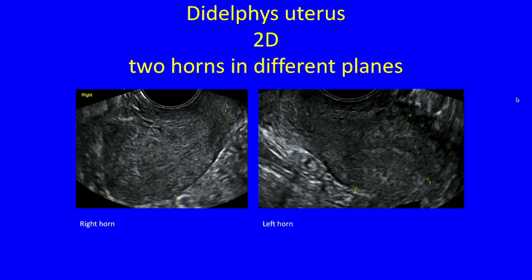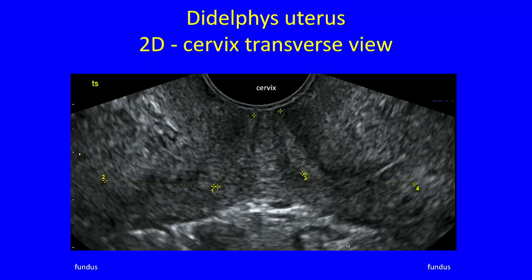And on 2D, didelphys is easier to see than it is on 3D. When you're scanning in the longitudinal plane, you'll come across one horn, and when you go round the other side, hey, there's another one. And then you go back to the center to see where they join. And so in this slide, you can see the right horn and the left horn. And then here you can see this is the right cavity going up into a cervical canal. This is the left cavity going up into the cervical canal. And this is the cervical body.